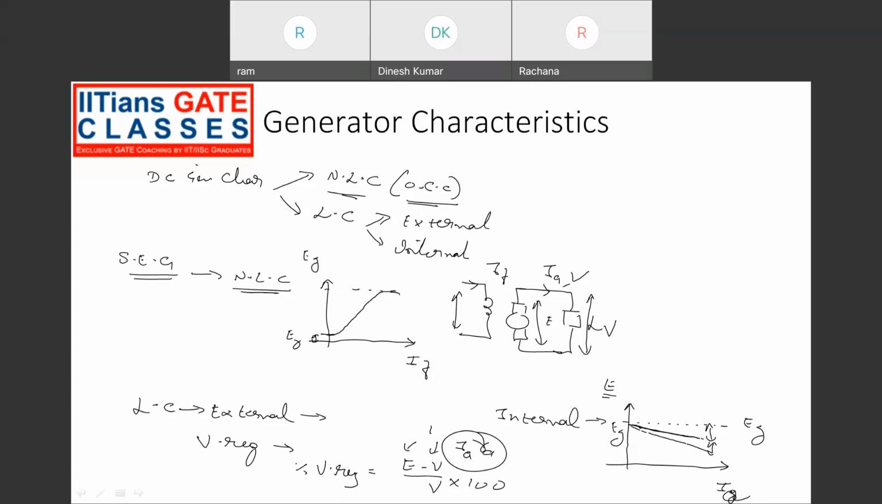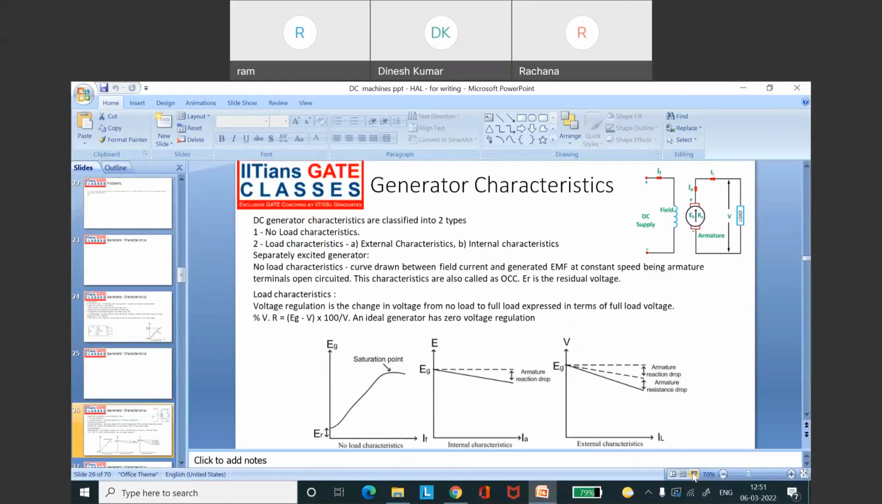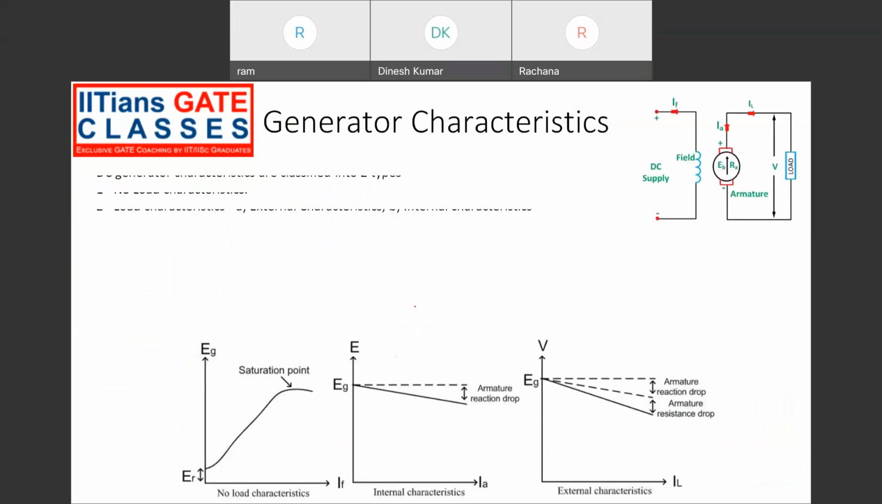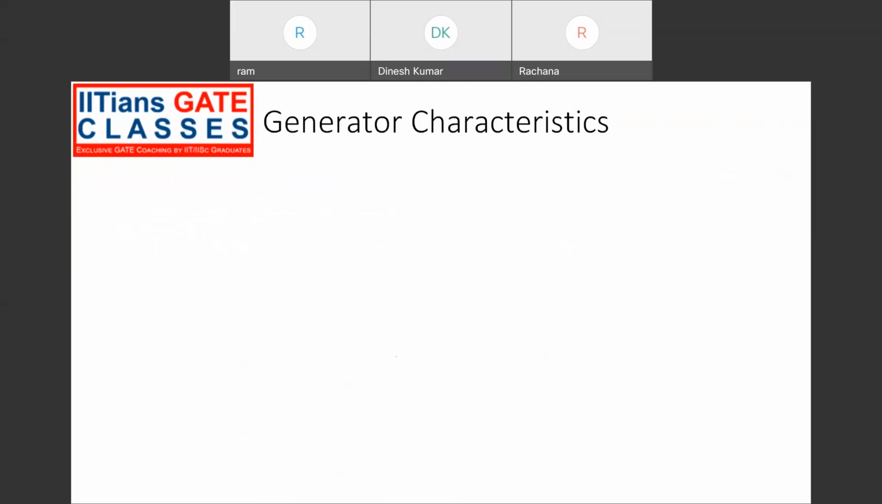Slide. Same as what I have discussed earlier. Next, we will be talking about shunt generator load characteristics.